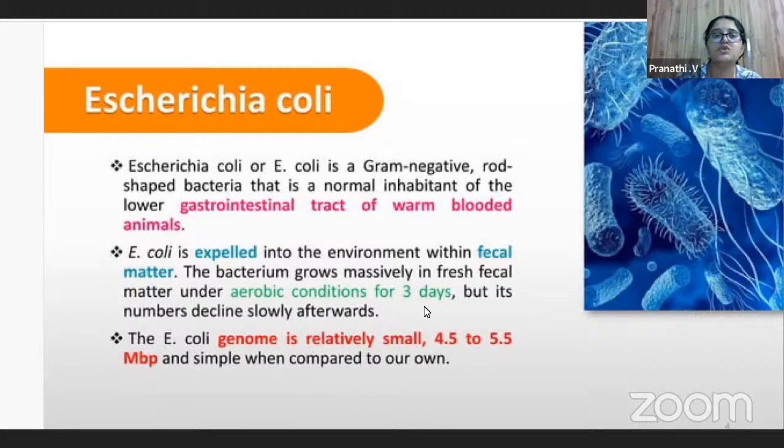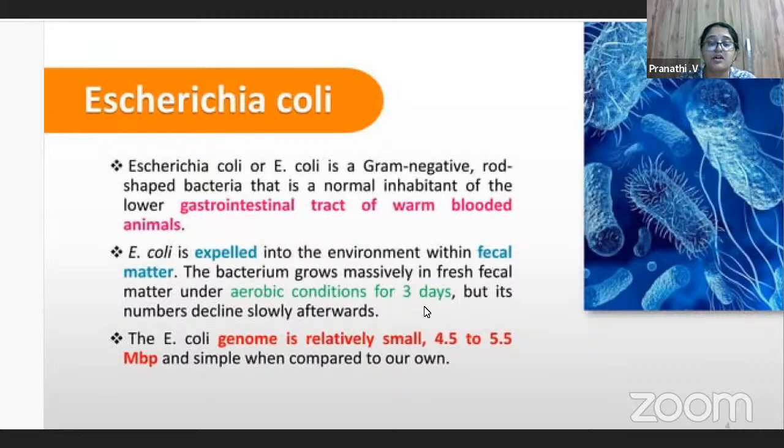So one of the most commonly chosen ones, in the case of bacteria, is E. coli. It's gram negative, and it is a rod-shaped bacterium, in fact. And usually, where is it present? In our lower GI tract, of almost all the homeotherms, and it is expelled through fecal matter. So E. coli is a very common contaminant that is present in sewage water, and it can grow massively, especially in aerobic conditions, whenever there is oxygen present, within 3 days.